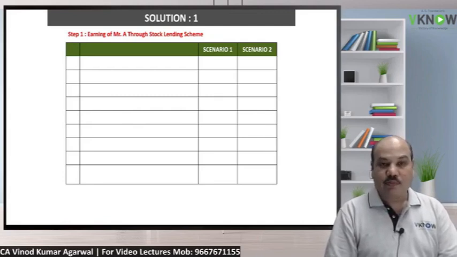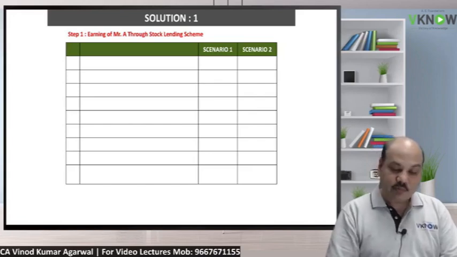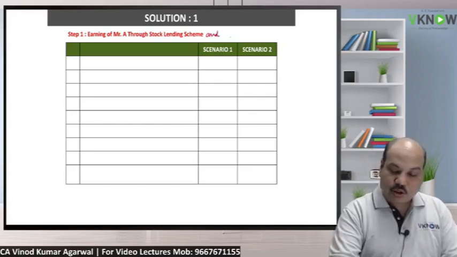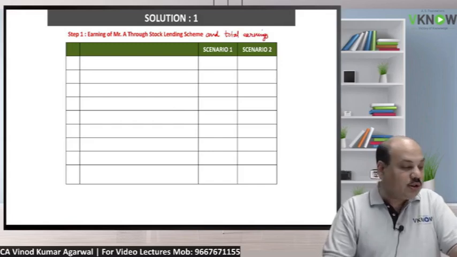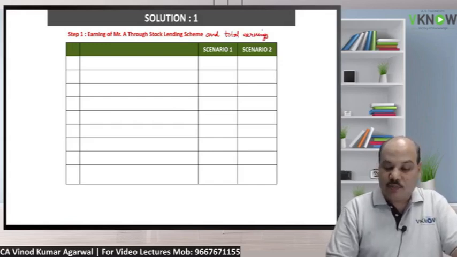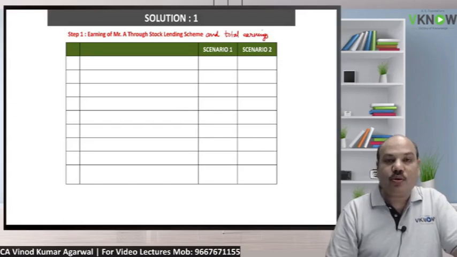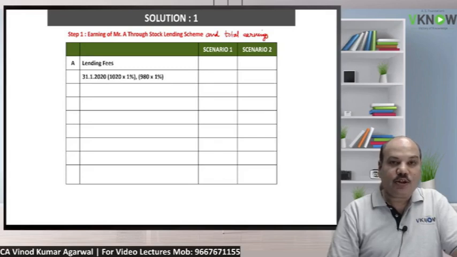So first step is we'll find out the earnings of Mr. A through stock lending scheme, and total earnings. Right. So both the answers, part 1 and part 2, in the same table. Right hand side we have two columns, scenario 1, scenario 2. So first we'll find out lending fees received. Lending fees will be received at the end of the month, which is 1% of the price of the share.